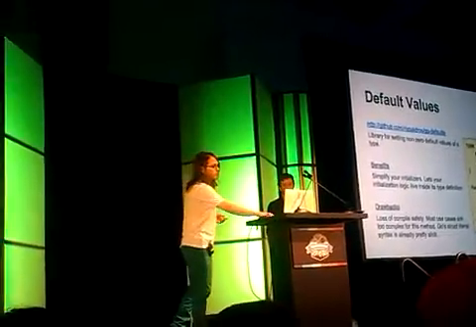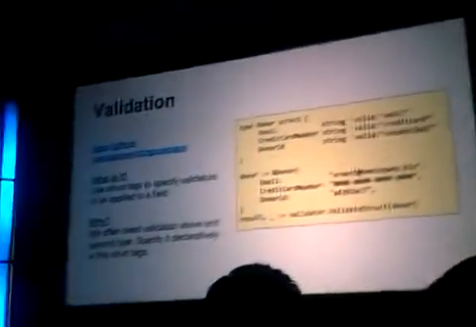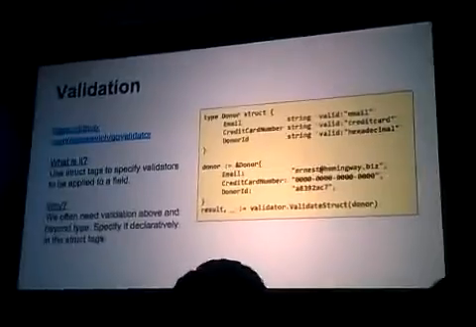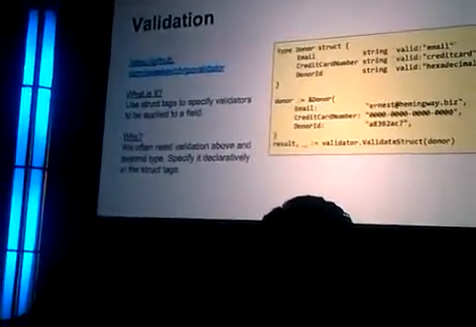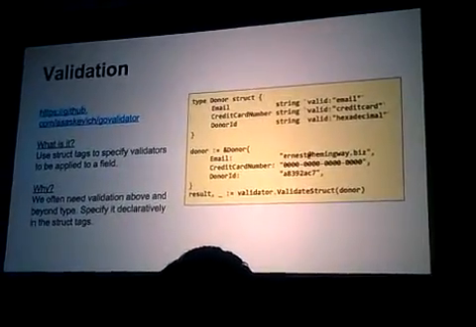Moving on to the behavioral front. This is a library that we think is a really, really nifty and clever use of struct tags. It's called the Go Validator library, written by A.